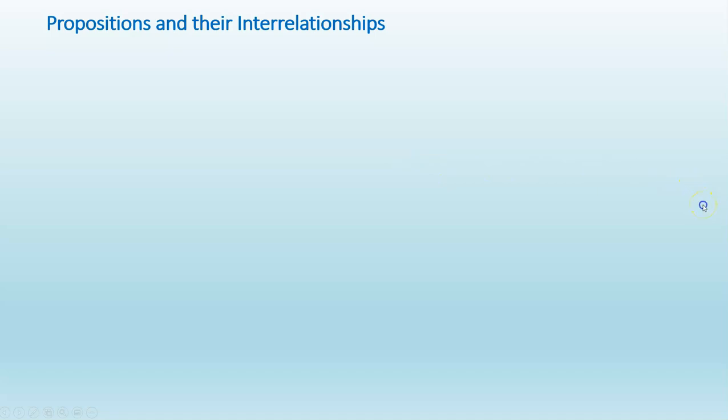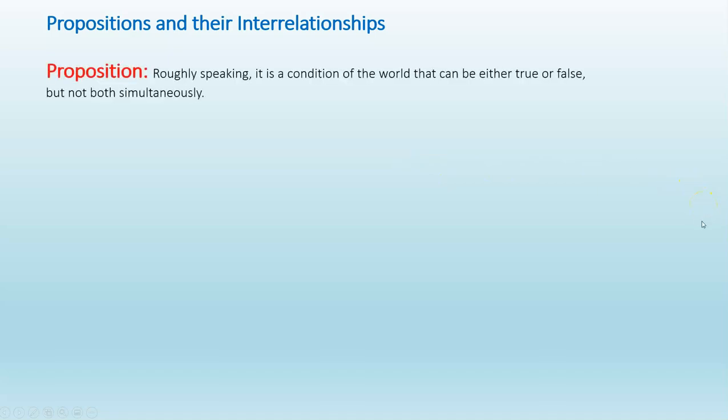Propositions and their interrelationships. A proposition, roughly speaking, is a condition of the world that can be either true or false, but not both simultaneously. So we take a binary look at the world. I'm going to give some examples because in my experience, just saying something like this is really abstract and students have a hard time with it, so they need some examples.